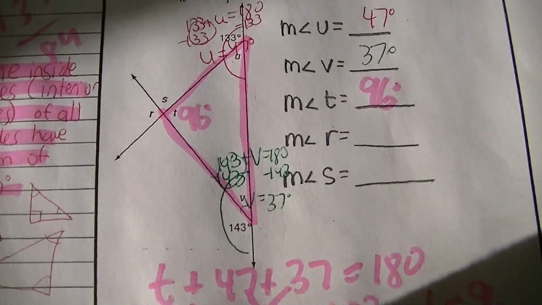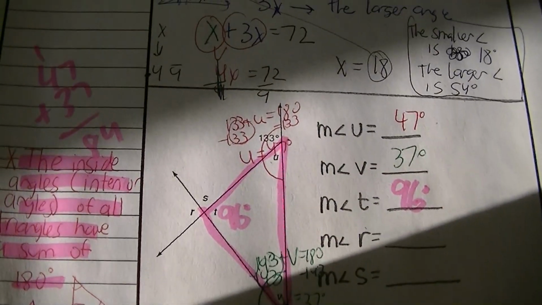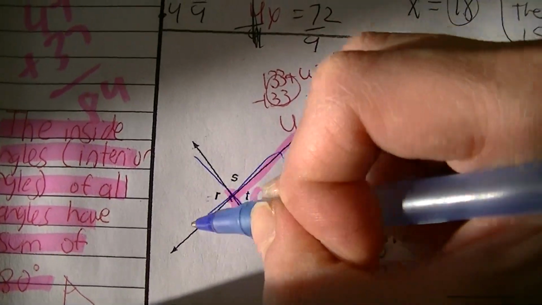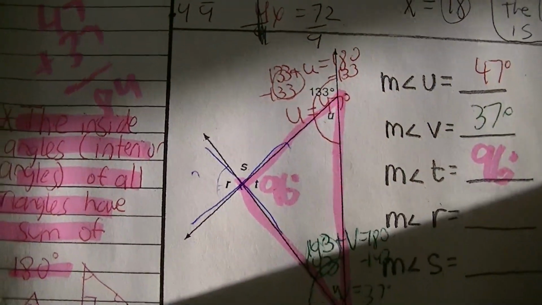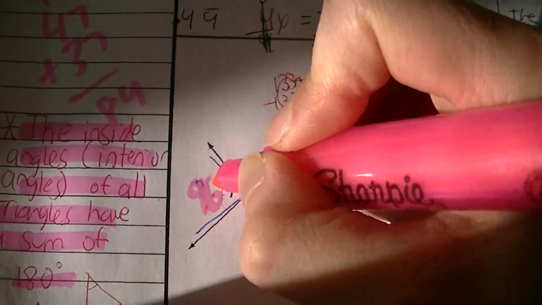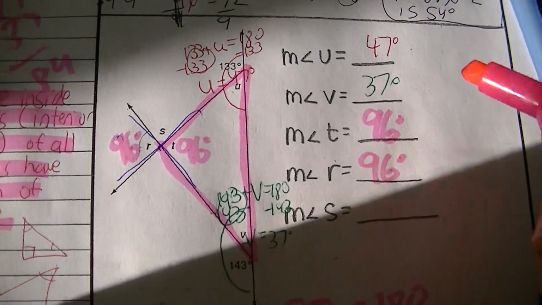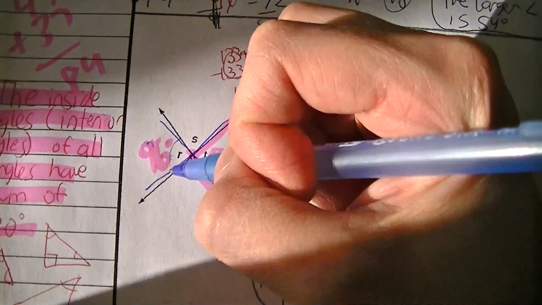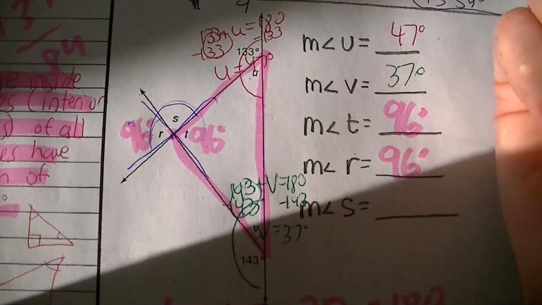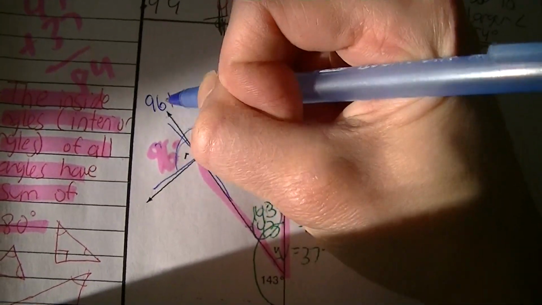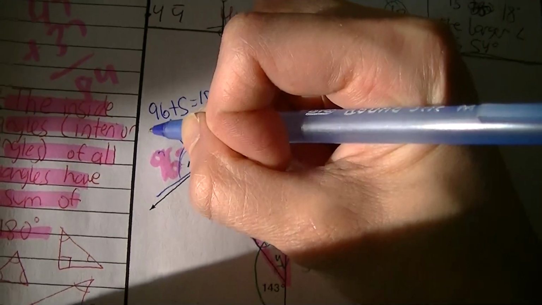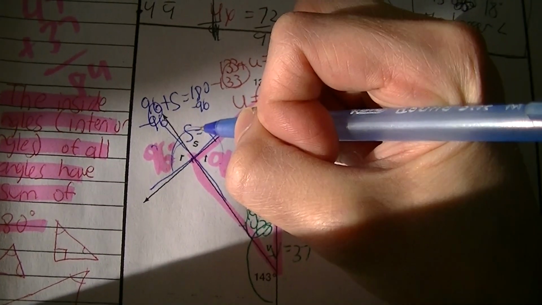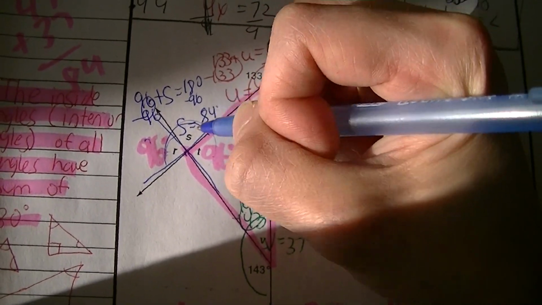Okay, now that you have information in that little pocket over there, you just kind of continue. So if this is 96 degrees, let's see if it's vertical to R. Yep, so this is 96 degrees. R is 96 degrees. Okay, now that last little part right here, you can see, oh, a supplementary relationship here. So 96 plus S should equal 180 degrees. To get S by itself, you subtract 96 from both sides. S is equal to whatever 180 minus 96 is, and I think it's 84. So S is 84 degrees.